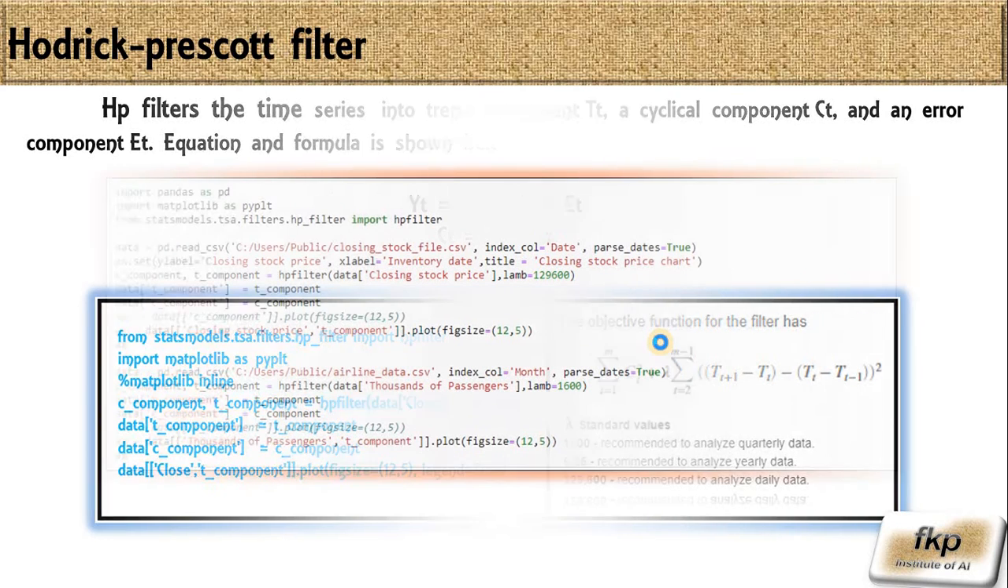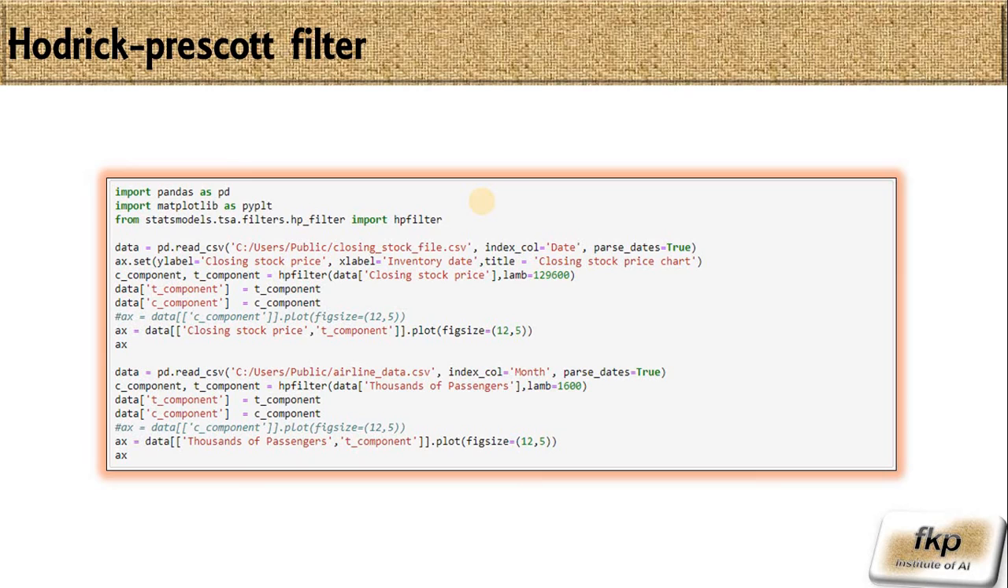Okay, let's go to its coding. Here I have taken two sets of data to observe the outcome of the HP filter: one is a closing stock price and volume file, and the other one is airline passengers data. To implement this HP filter, we have statsmodels. tsa is a module, within that we have filters, and in that we have the function hpfilter. Using this, we can just apply it.